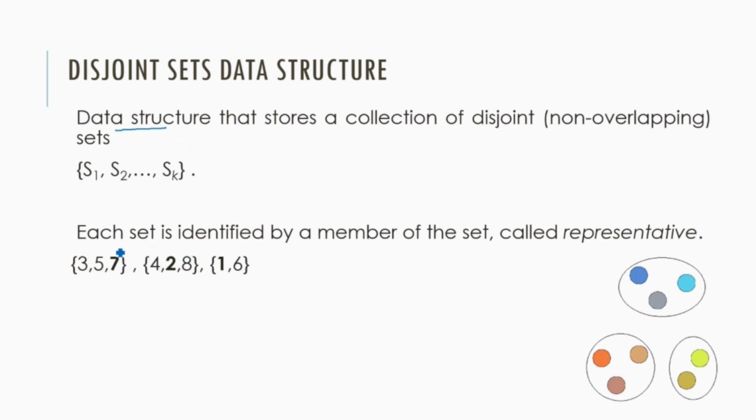An important property of disjoint sets is that each set is represented by a representative. For example, in this set the representative is 7, for this set the representative is 2, and for this set the representative is 1. So 3 belongs to the set 7, 5 belongs to the set 7, 4 belongs to the set 2, 8 belongs to the set 2, and similarly 6 belongs to the set 1. So these representatives actually represent the name of the set.